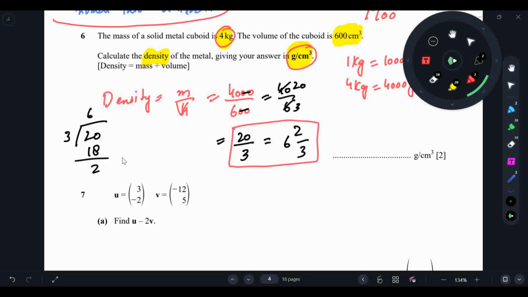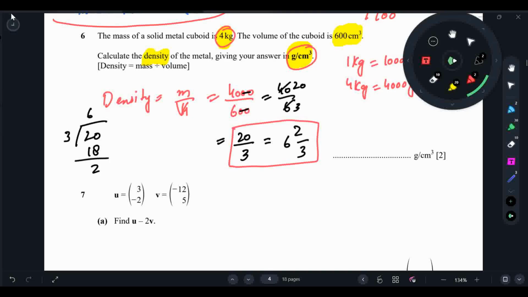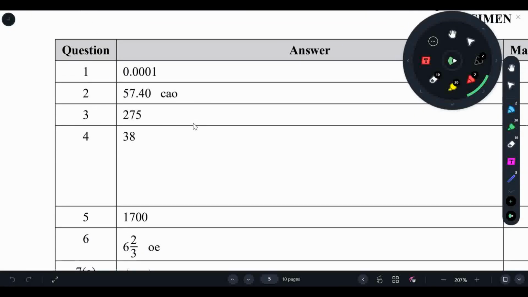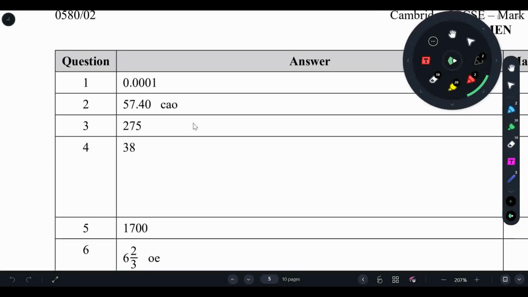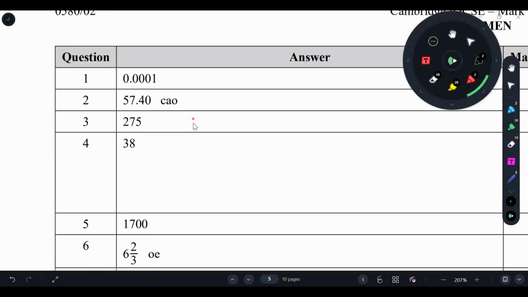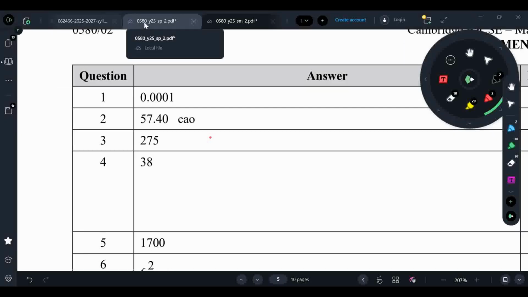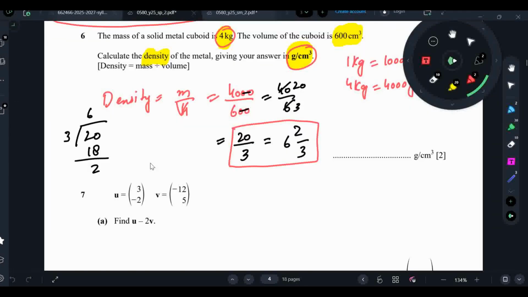Let's have a look in the marking scheme at what the examiner required. You can see that both the answers are correct, but the more appropriate one is the mixed fraction one. Now let's move to question number 7.